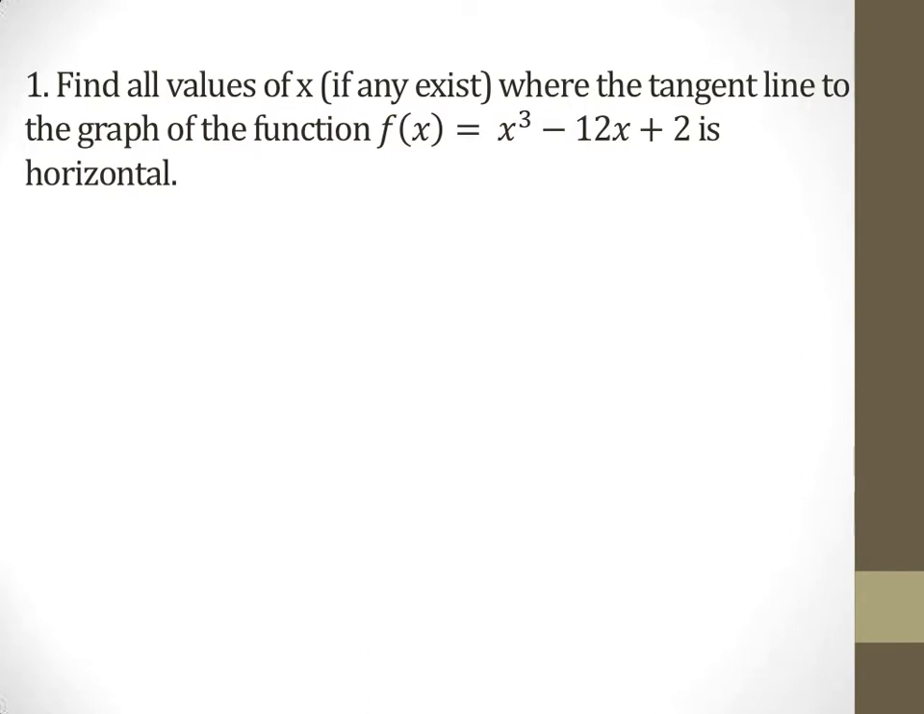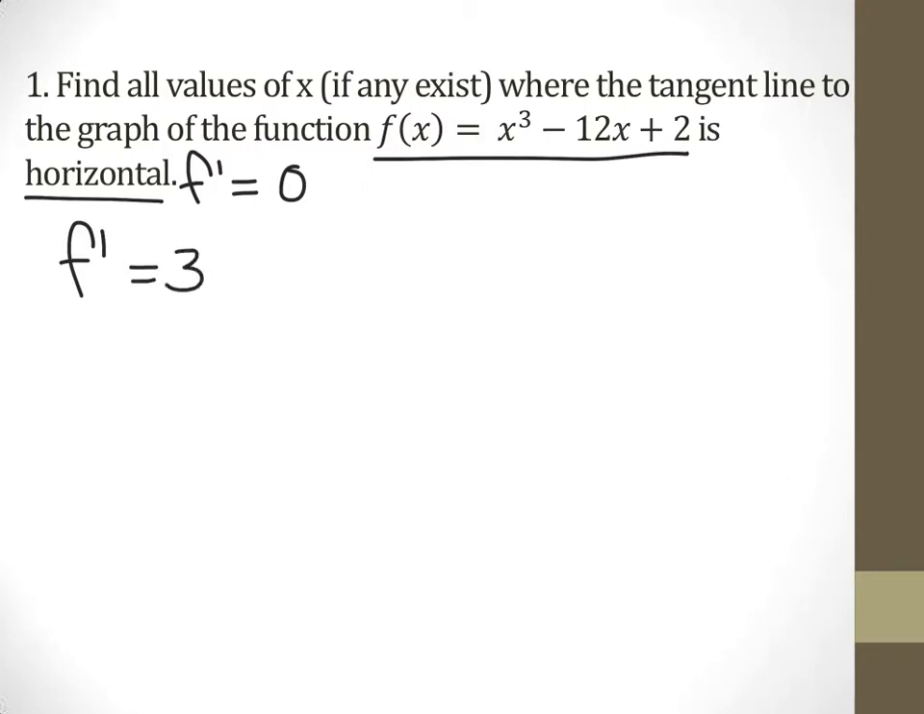So here's an example of that. Find all values of x, if any exist, where the tangent line to the graph of this function is horizontal. Well, horizontal means we want that first derivative to be equal to 0 because horizontal lines have a slope of 0. So let's go ahead and find that first derivative. It's 3x squared, power rule, minus 12, derivative of 2 is 0. Set it equal to 0. And we're setting it equal to 0 because of here.